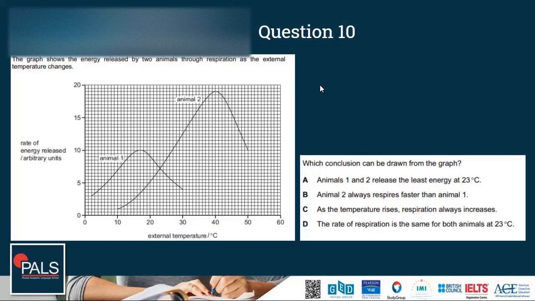And our last question, question 10. We have a graph here. The graph shows the energy released by two animals through respiration as the external temperature changes. So on our y-axis, we see the rate of energy released, basically the rate of respiration. And on the x-axis, we see the external temperature, the temperature the organism is surrounded by. Which conclusion can be drawn from the graph? Take your time here.